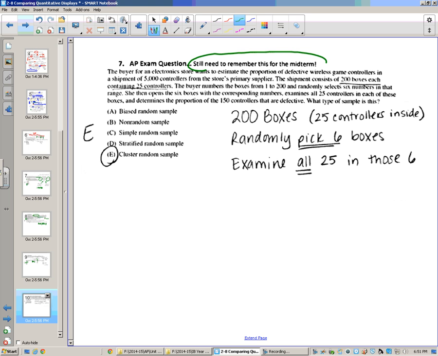Okay, last question is review. You still need to remember this. If you read through this, there are 200 boxes, each with 25 controllers. The buyer numbers the boxes from 1 to 200 and randomly selects 6 numbers. Then those are the 6 boxes in which he examines all 25. So some from all is stratified. If you picked that, you fell into the trap. This is all from some of the groups, or some boxes. So that's what makes it cluster.